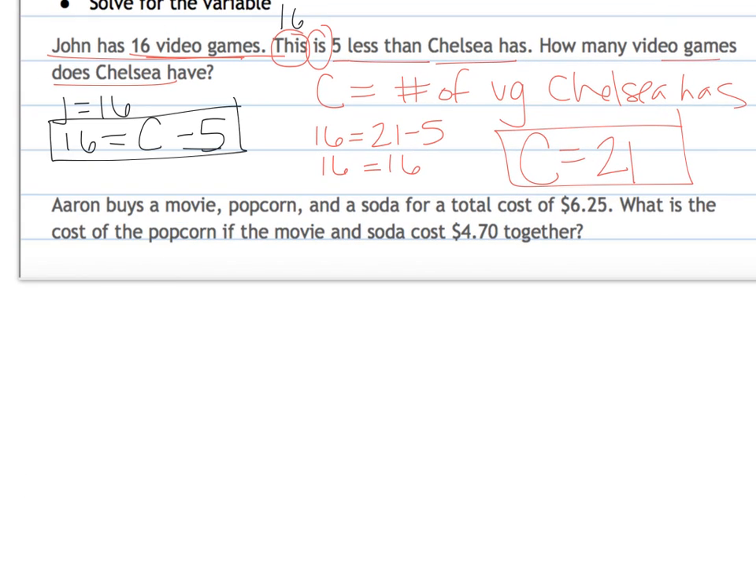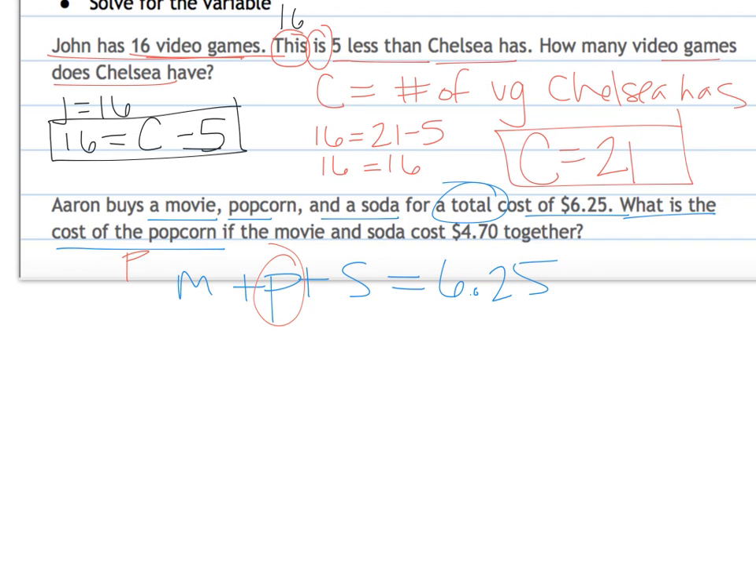Try another one. Aaron buys a movie, popcorn, and a soda for a total of $6.25. So I have the movie plus the popcorn plus the soda, right now is what I'm thinking, is a total, and so I know I'm adding. What is the cost of popcorn? So whatever the question is, means that's what I don't know. So I'm looking for P, popcorn. And it looks like the movie and soda cost $4.70 together. So those two together are $4.70. So my defining variable is P for cost of popcorn.